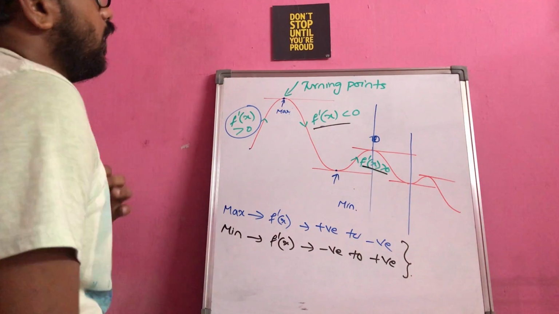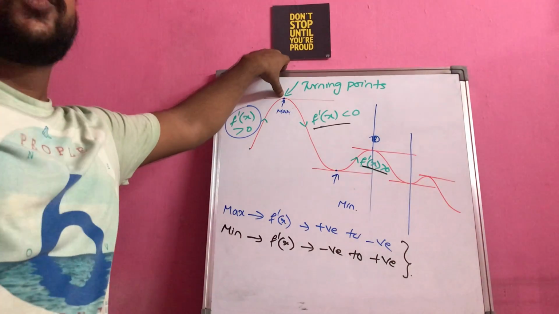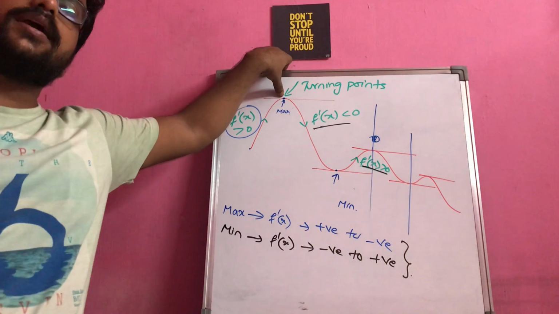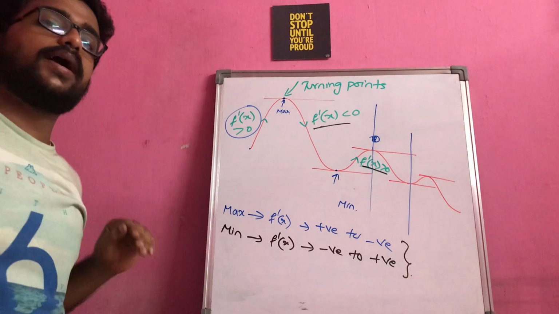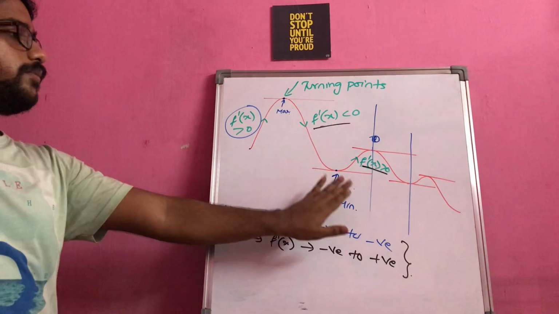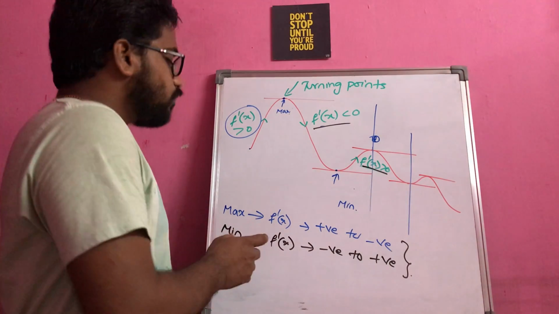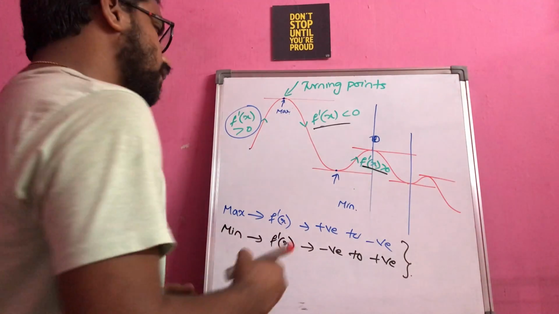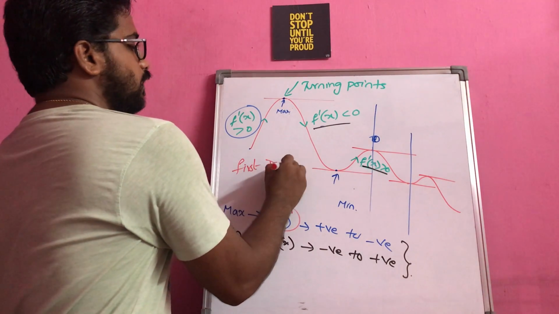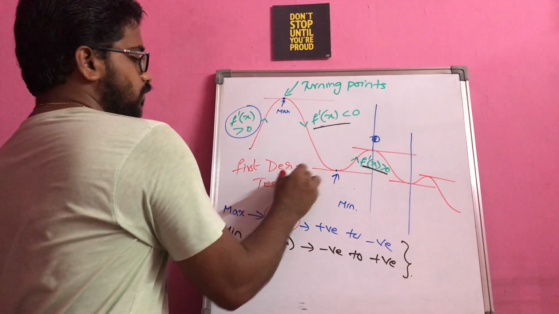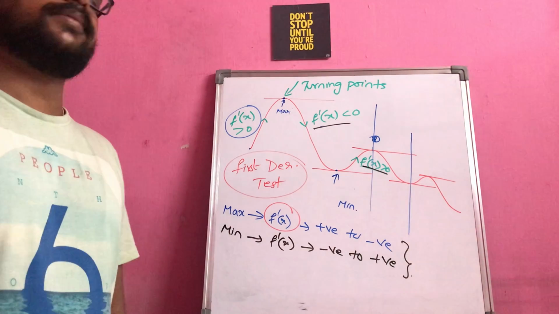If you are getting a minimum, f dash of x will be changing from negative to positive. Just observe here, at this particular point you are drawing a line that is parallel to the x-axis, which means the f dash of x value will become 0. When f dash of x is equal to 0, you get a point where it may be maximum or minimum, depending on the sign of f dash of x, right? As we are talking here only about f dash of x, which is the first derivative, this is called the first derivative test for the function to identify where it is giving the maximum or minimum.